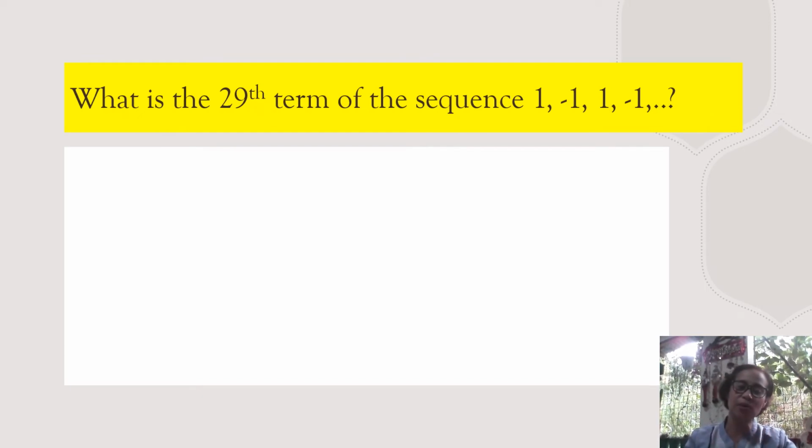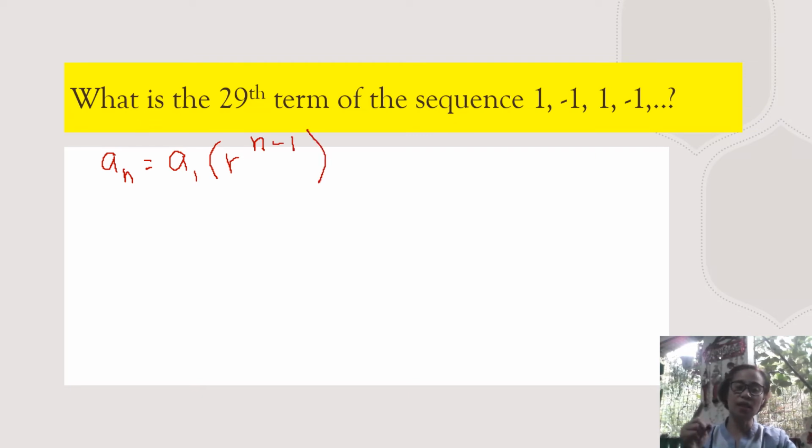But you are being asked about the 29th. So if you are patient enough to count until the 29th term, you can do so. But this time I'm going to show you that we are going to use the formula or the general rule instead. So the general rule is a sub n is equal to the first term multiplied to r raised to n minus 1.